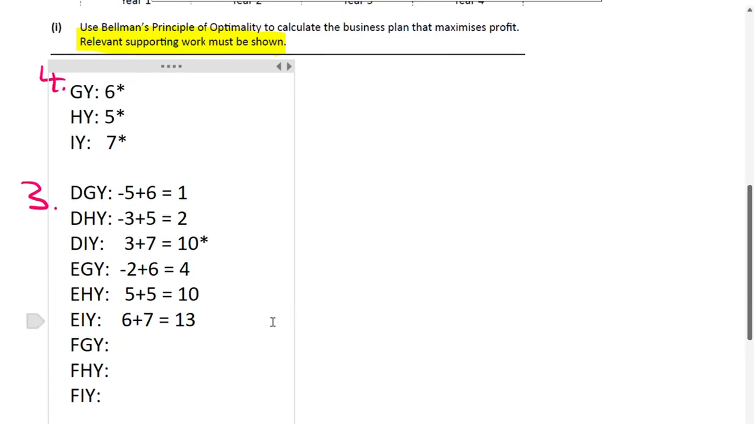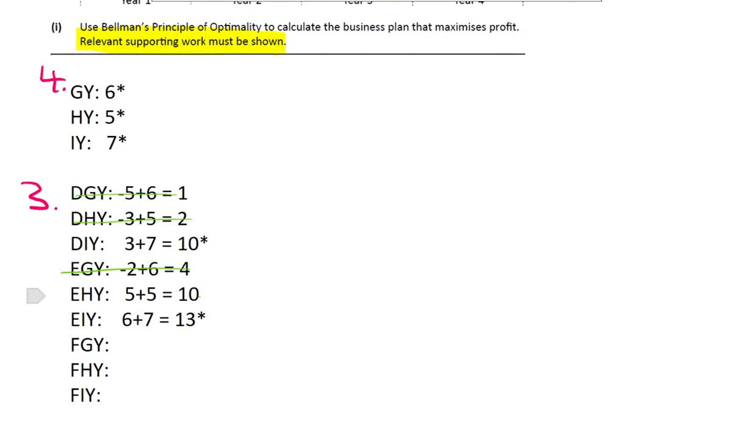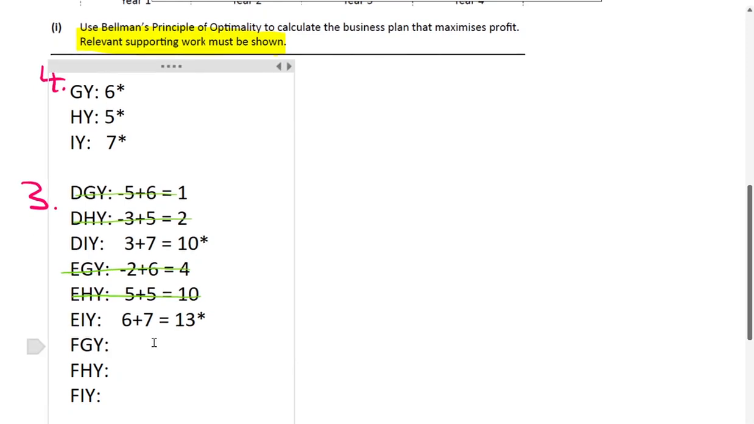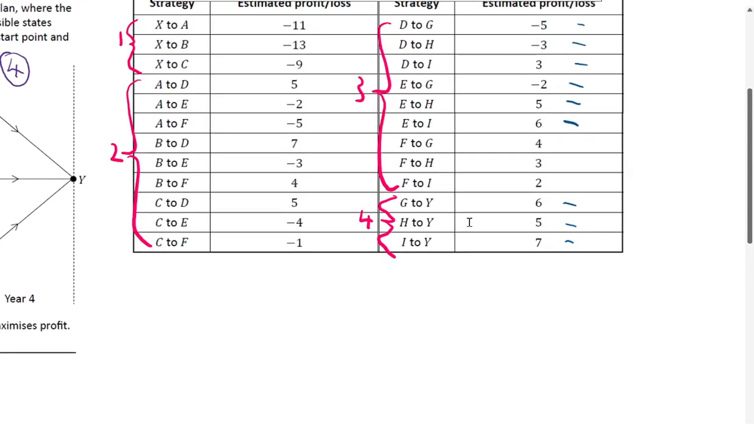So the optimal path that includes E is EIY. And I'm just going to put a little line through the ones that are not optimal, just so I remember not to worry about them. So we have two possible optimal paths so far, and we're going to do the same thing for F.